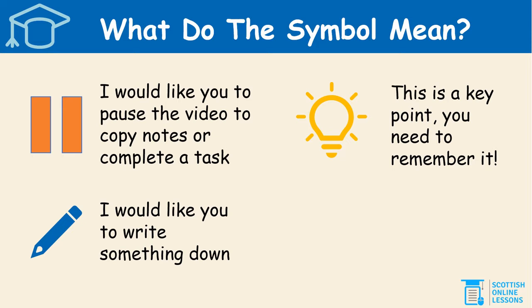Before we start today's lesson, we're going to have a look at the symbols that will be cropping up throughout the lesson today. If you see the pause sign, I want you to pause the video either to copy down notes or to complete a task. If you see the pencil, it means I would like you to copy something down that's important in your notes, or perhaps you might be completing a task. And if you see the light bulb, this is a key point and you need to remember it. It could be a definition or something that will make it easier for you to answer questions further down the line.